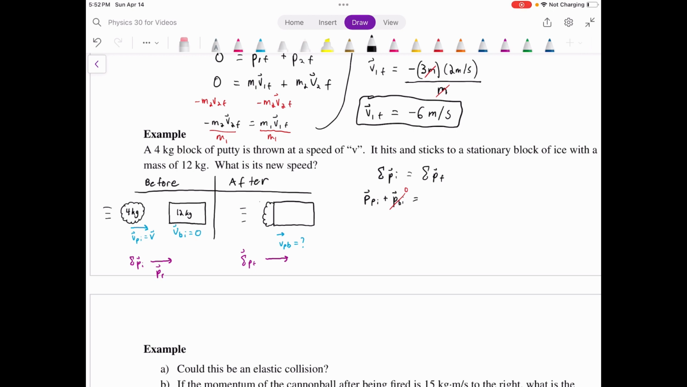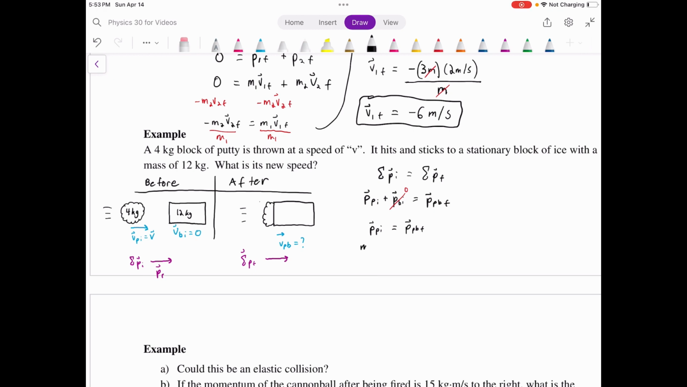Now, afterwards, we kind of have this system of a putty ball and a block of ice, okay, that are moving together as one object. And this one object's momentum must be the same as whatever momentum was initially in the system, in the block of putty. So that means that the initial momentum of the putty must be equal to the final momentum of when they're both stuck together. So from here, let's now break these p's down into mv's.